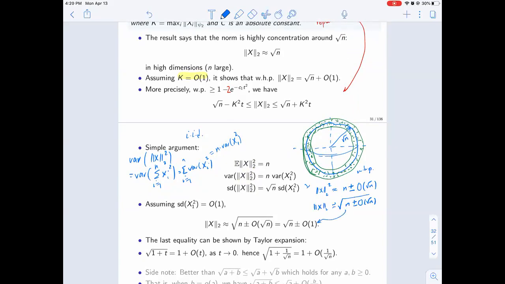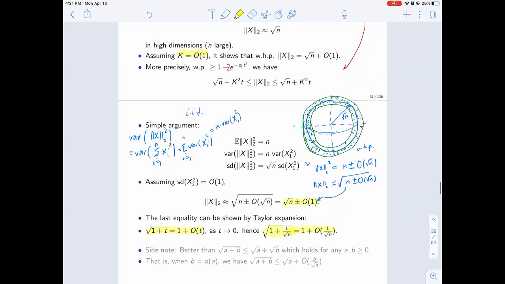So if you do a Taylor expansion of the root, basically this here. This might not be obvious, but it is an interesting thing. If you take the square root of 1 plus t, and you do a Taylor expansion, it would be 1 plus O of t. So applying it to this guy, it would be 1 plus O of root n, and then multiply by root n. So you get this result.